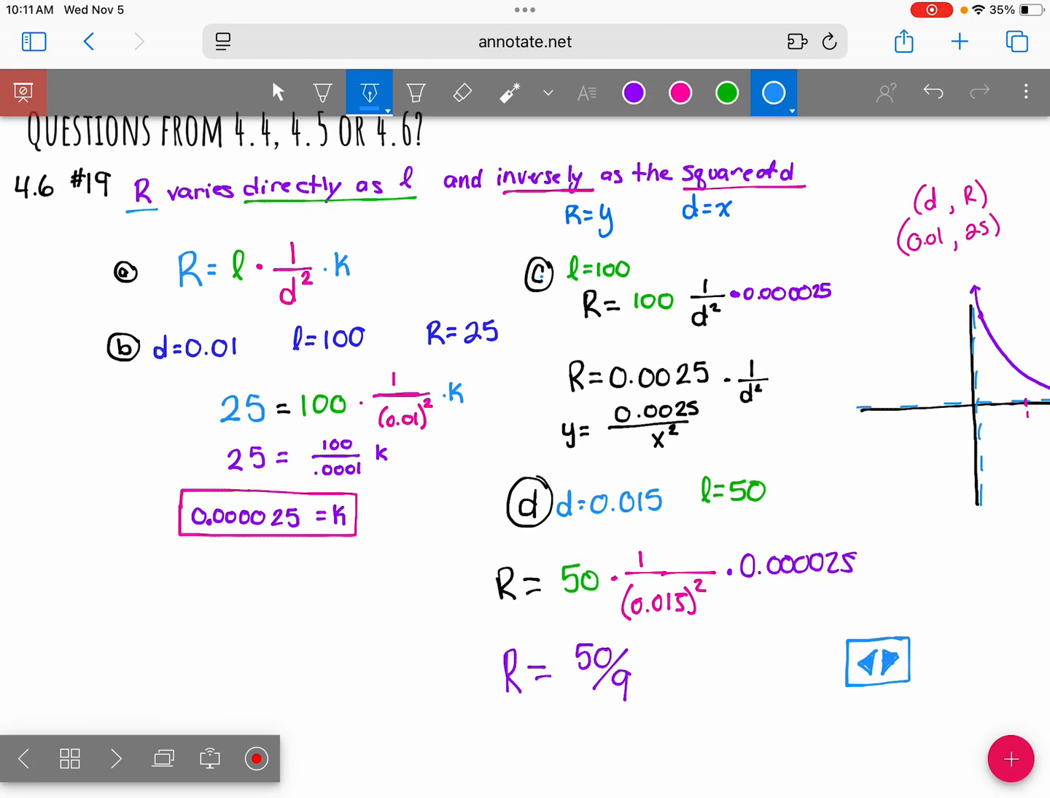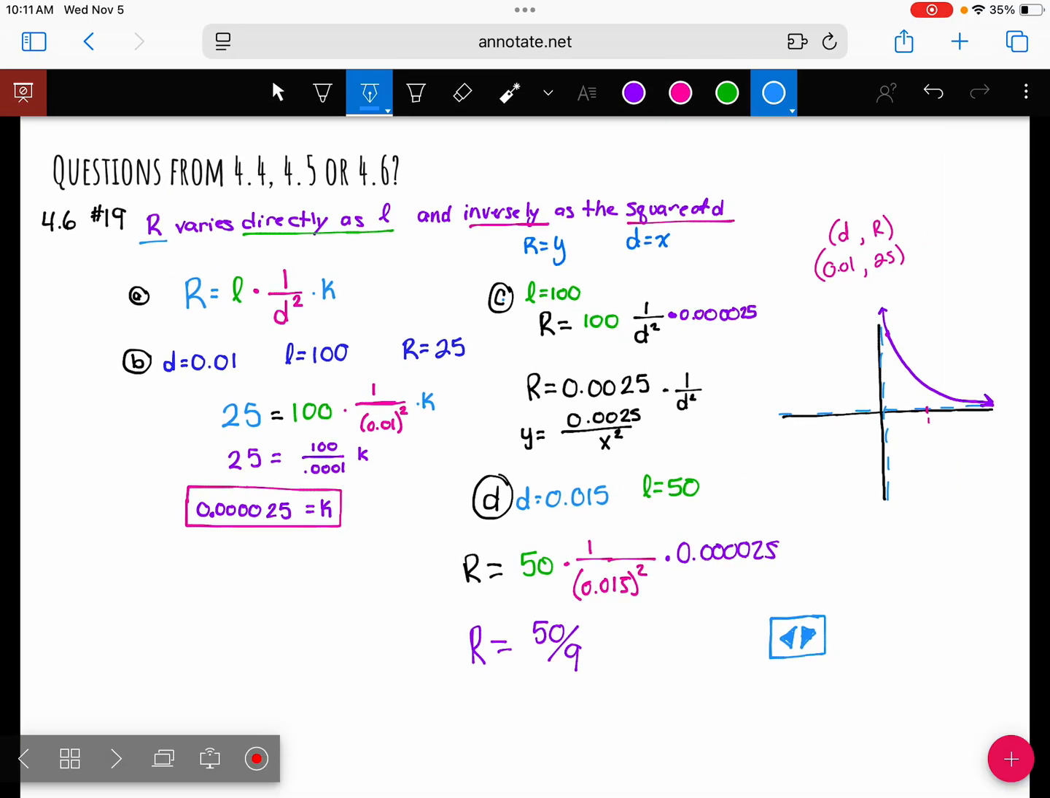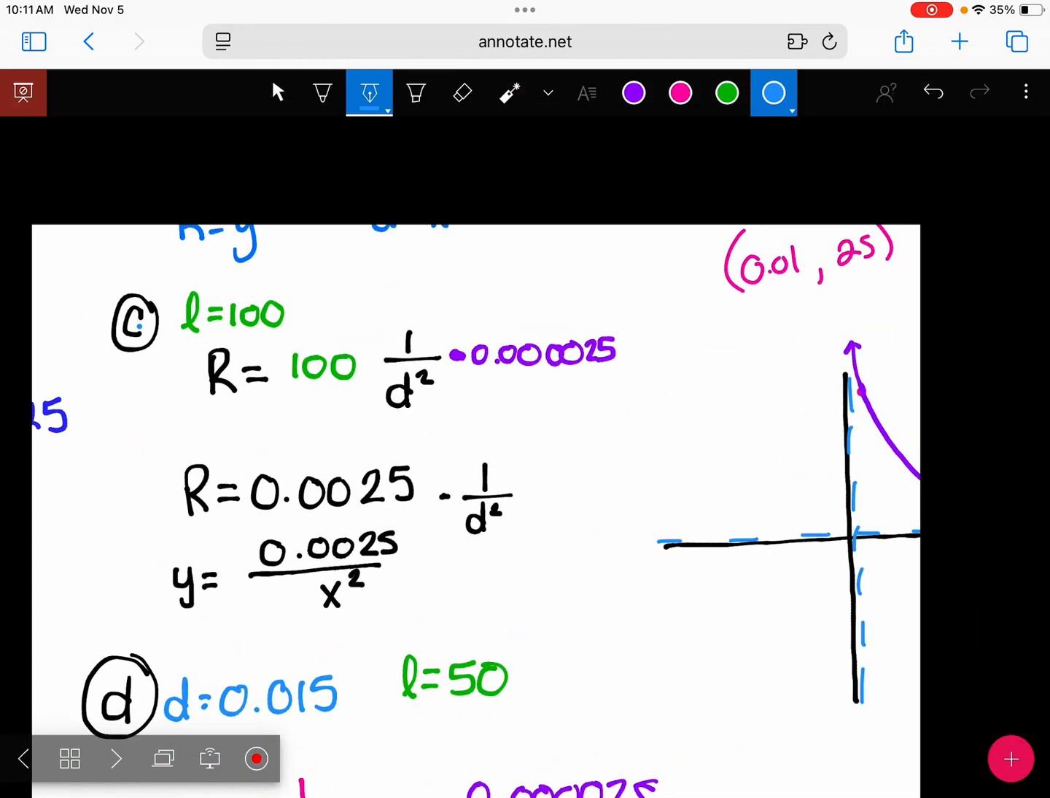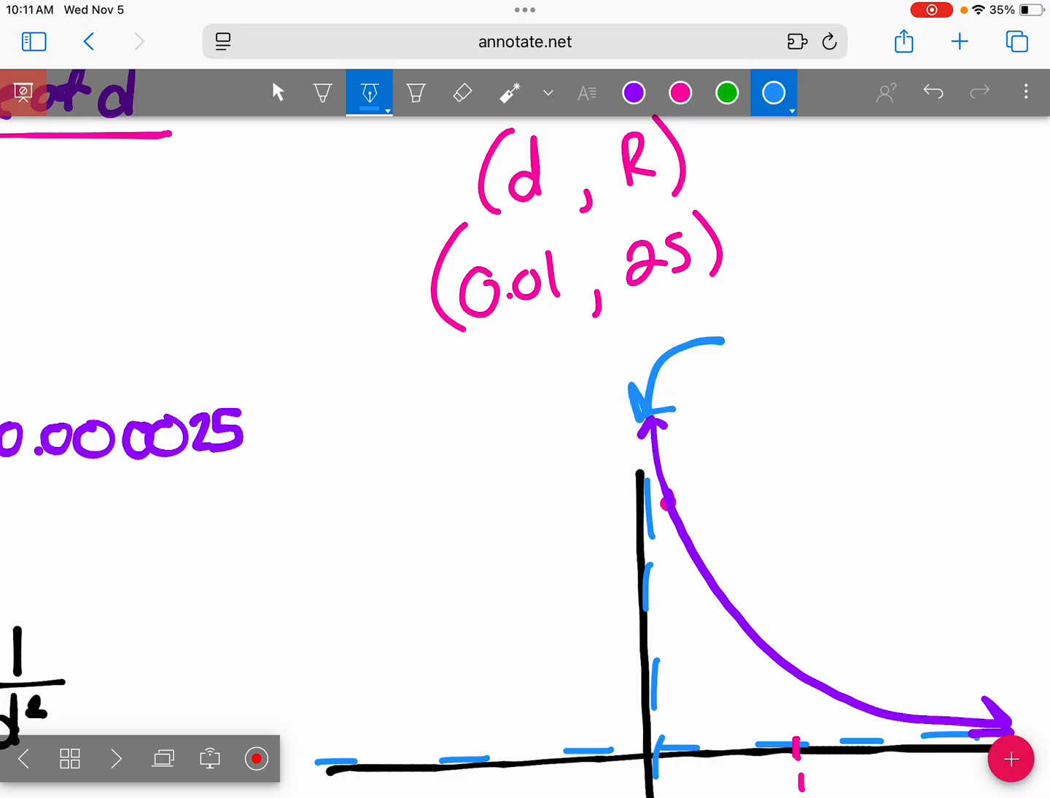So that's question 4.6, number 19. Yes, ma'am. Explain how did you get the asymptotes? So our asymptotes, that's thinking back to our 4.5 information when we were looking at our rational functions. And just pulling up my list. When we are finding our asymptotes, we get our vertical asymptotes from the zeros of our denominator.